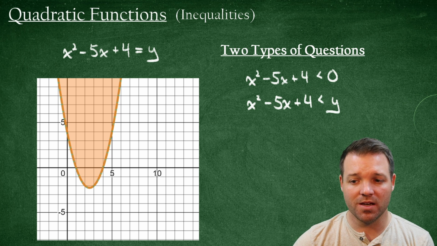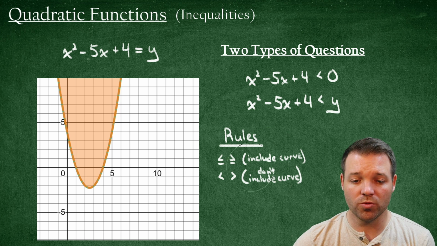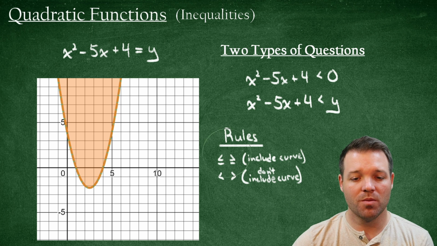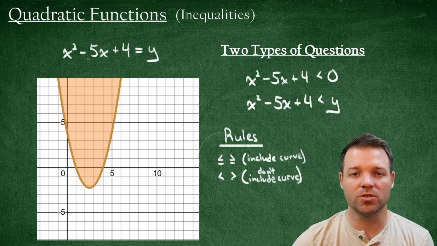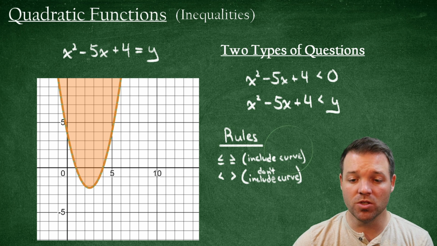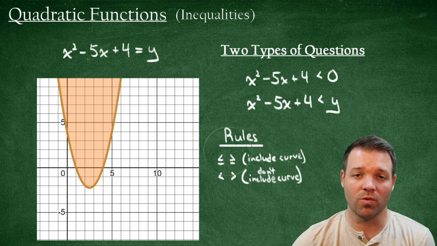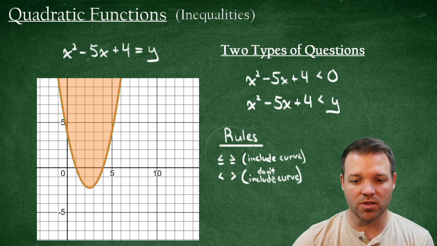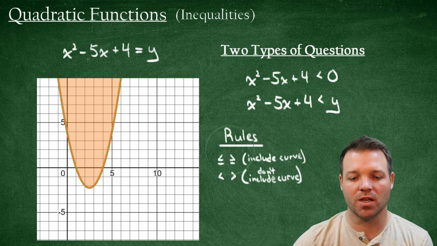However, that being said, we do follow our normal rules, right? If it's less than or greater than, then we do not include points on the curve. But if it is less than or equal to or greater than or equal to, we do include the curve because we're including where the left side is equal to the right side, which is the actual curve itself, okay? All right, so there you go.